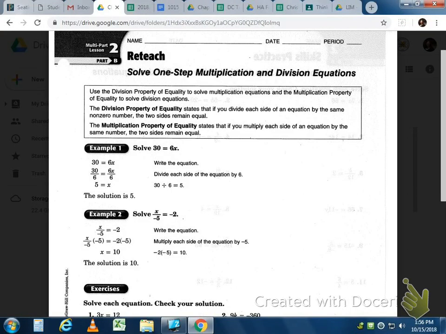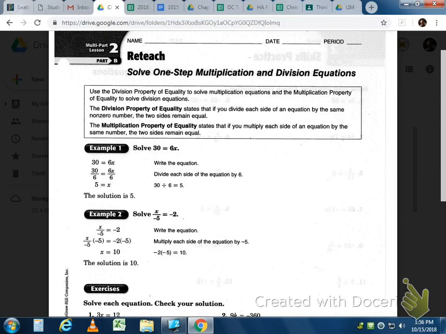Lesson 4.2b, solving one-step equations by multiplying and dividing. These are equations similar to the one-step adding and subtracting. You undo what you see. If you see a multiplication, you're going to divide both sides by the same thing. If you see a division, you're going to multiply both sides by the same thing.